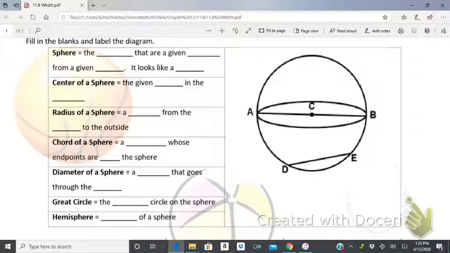Last ever section of geometry. You made it. All you got to do is turn everything in and you are good to go. So this is your last section. What I'm going to do is go through the definitions of these things.